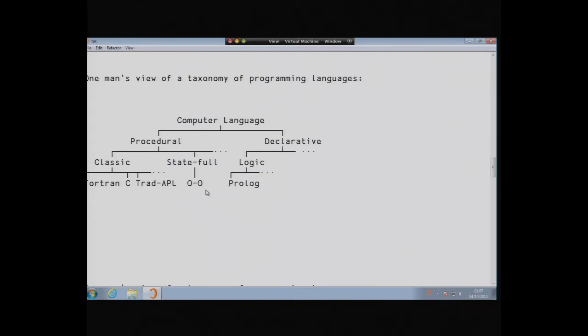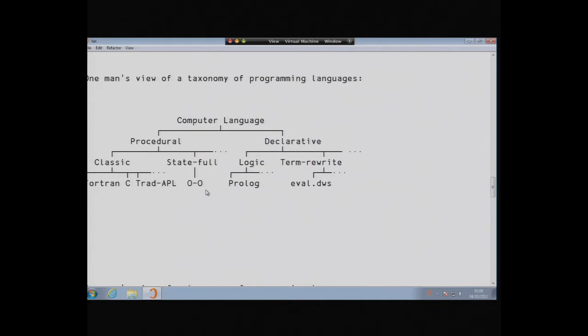So declarative languages break down into... With a procedural language, you tell a computer what you want to do. First do this, then do this, and this is how you do this bit, and this is how you do this bit. With a declarative language, you just declare what you want. You say, this is what I want, and you leave the machine to do the hard work. So the very early examples of this were logic programming languages like Prolog. So the computer was doing the tricky stuff.